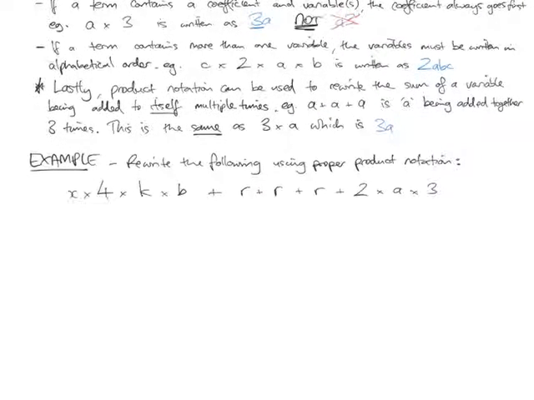So if we have a look at an example here, rewrite the following using proper product notation. So here we have 3 multiplications between these numerals and variables. Here we've got r added to itself 3 times, and then here we have multiplications again. So we're going to end up with 3 terms here. You're going to have that chunk to deal with. That chunk we can bring together because it's 3 of the same variable we can add it together, and that chunk we can bring together removing multiplication signs.